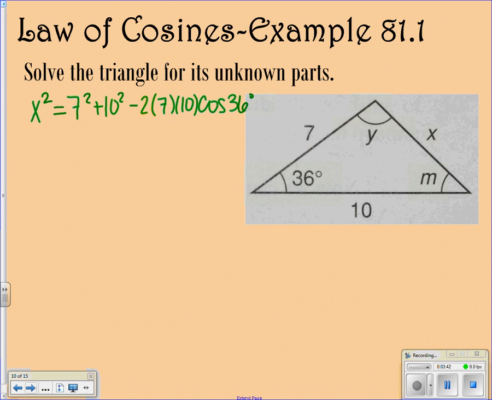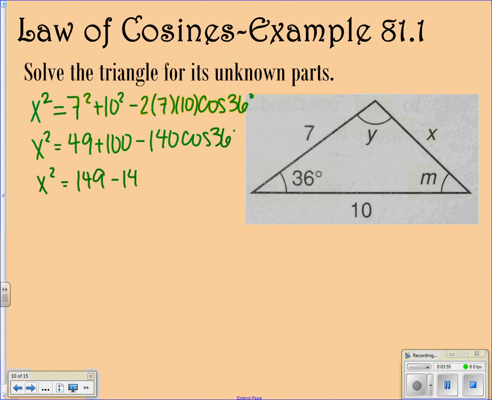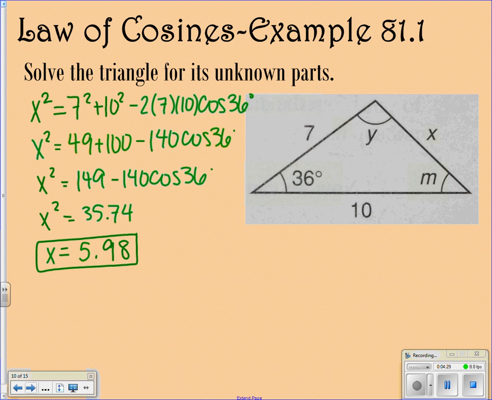And so now we're just going to simplify that. And so you have x squared equals 149 minus 140 cosine of 36. And so you're going to have to use your calculator there. And I get that x squared equals 35.74. Now, part of some people's problem is they say x equals 35.74 and they move on. But that's not what our x value is. That is x squared. So you have to take the square root and you get that x equals 5.98. So that is your x value.